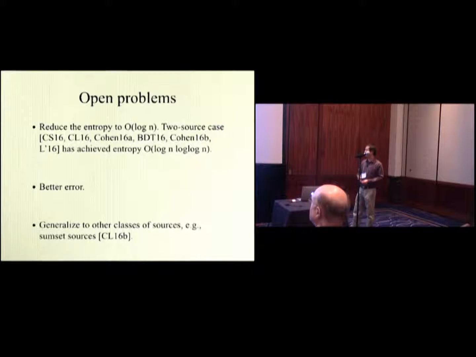And another question, of course, is to get negligible error. Right now the error is only like 1 over poly, and it looks like we might need new techniques to get negligible error here. And again, it would be nice to generalize these techniques to other classes of sources. For example, in one of my works with Chattopadhyay, we have extended these techniques to the class of sumset sources, which are the sum of some independent sources. It would be nice to generalize these techniques to other classes of sources as well. And that's all. Thank you.